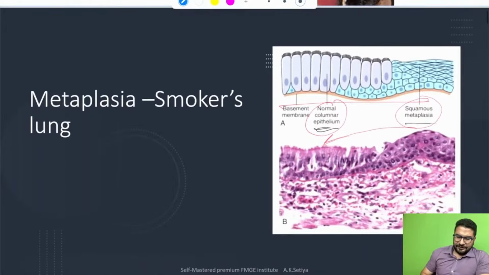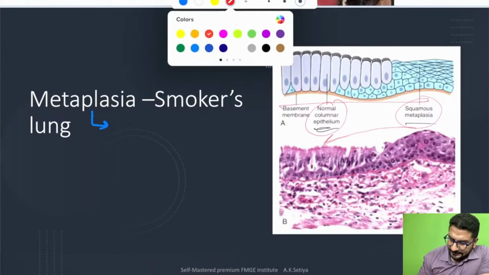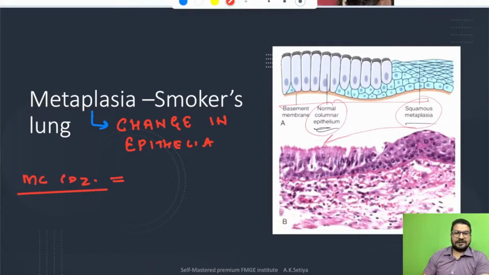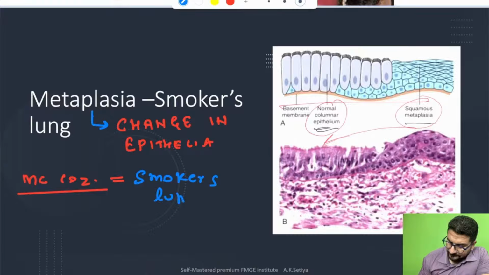Okay, now coming to metaplasia. So understand, metaplasia means change of epithelia. So it is nothing, it is change of epithelia. So when I talk about change in epithelia, the most common cause will be smoker's lung. याद रखना, एक common mistake students make, the most common cause is not Barrett. So the most common cause will be smoker's lung. The most common cause of metaplasia will be smoker's lung.